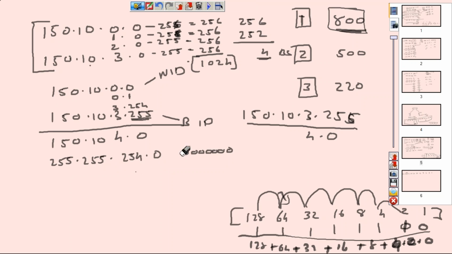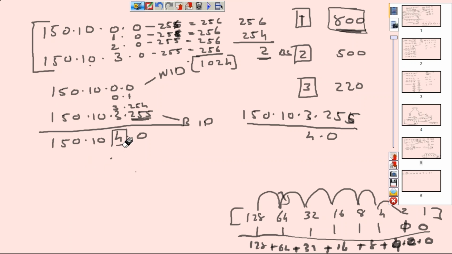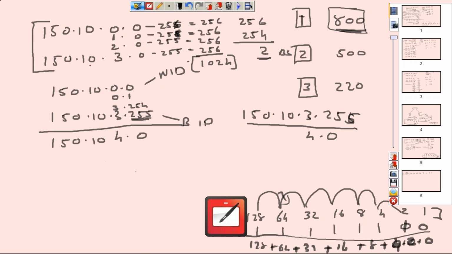254.0, that's our subnet, right? 0.0. We find the block size. Yes, 2.254, so we have a block size of 2. We take the 2 and add it to the interesting octet right there. So 4 plus 2 is 6. Minus 1 is 5. 4 plus 2 is 5.